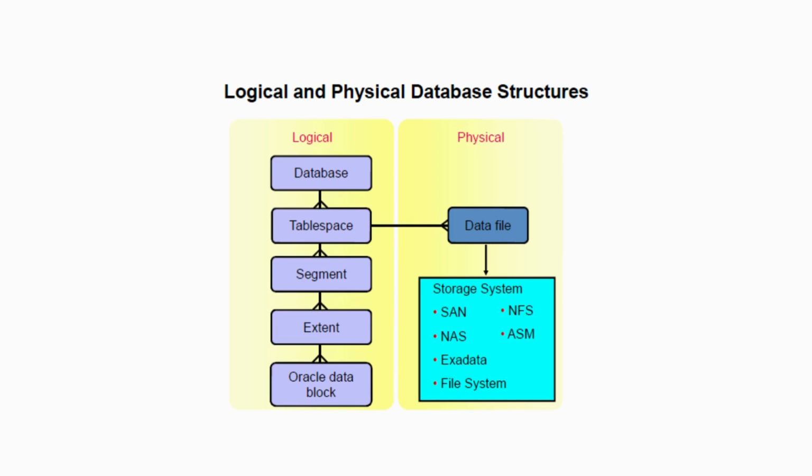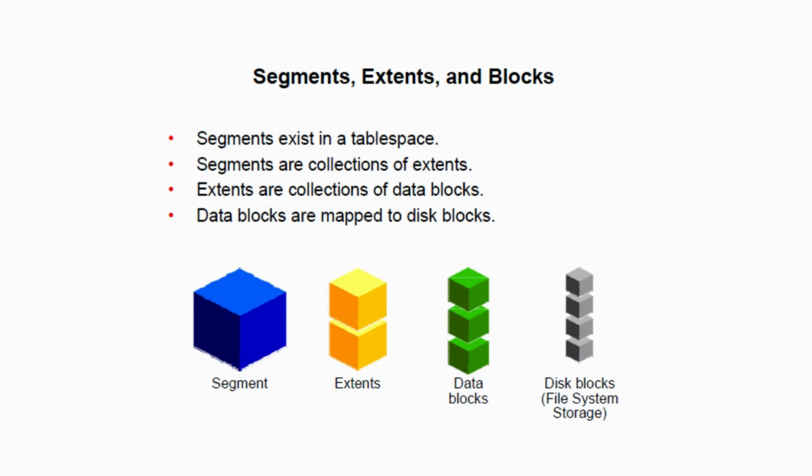A tablespace's data file can be physically stored on any supported storage technology. A subset of database objects such as tables and indexes are stored as segments in tablespaces. Each segment contains 1 or more extents. An extent consists of contiguous data blocks, which means that each extent can exist only in one data file. Data blocks are the smallest unit of I/O in the database.